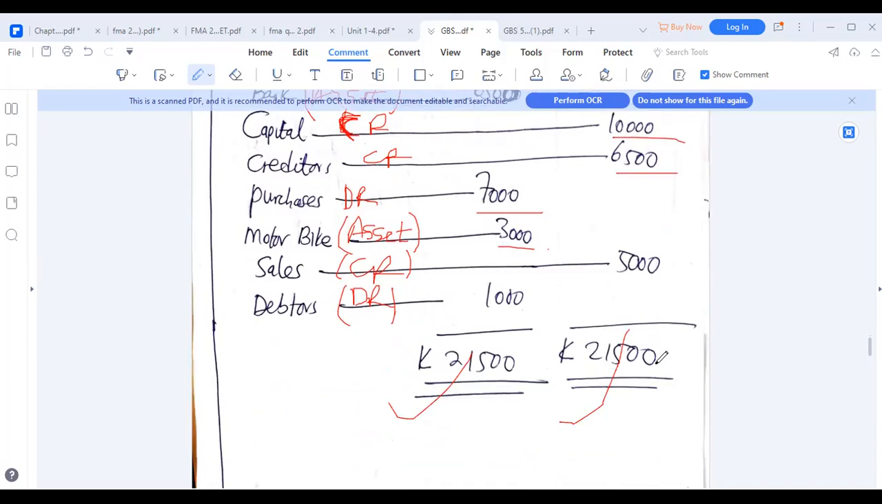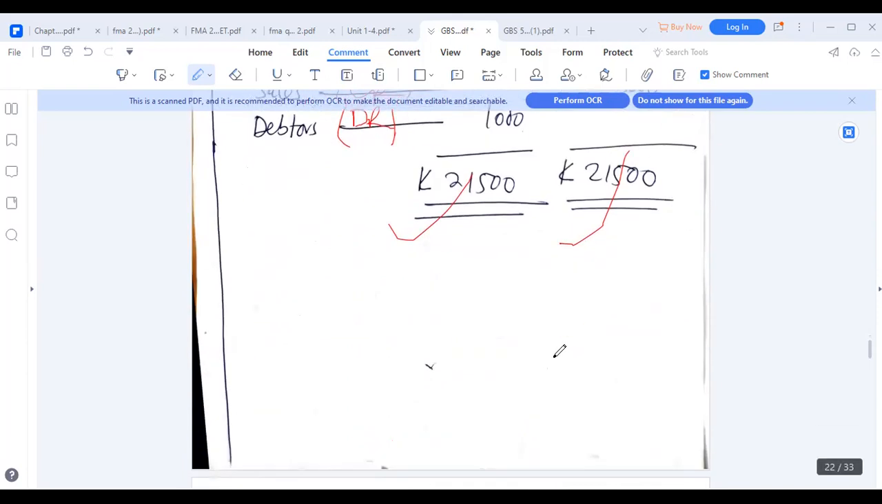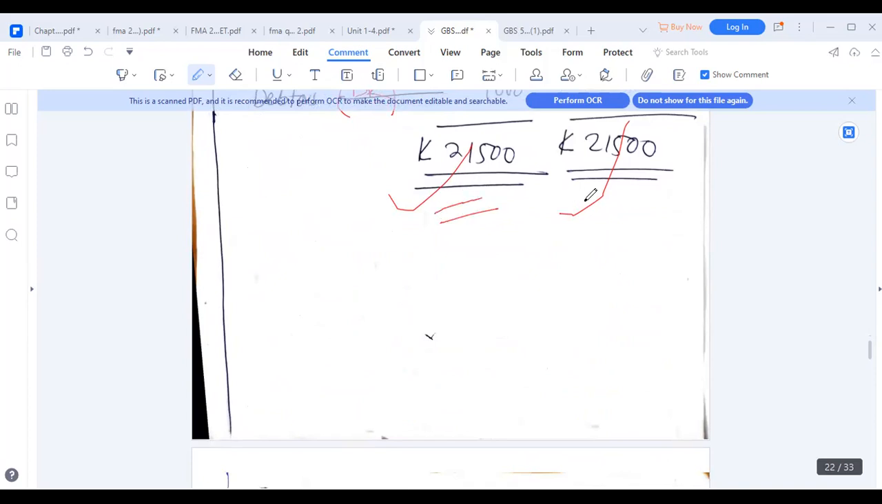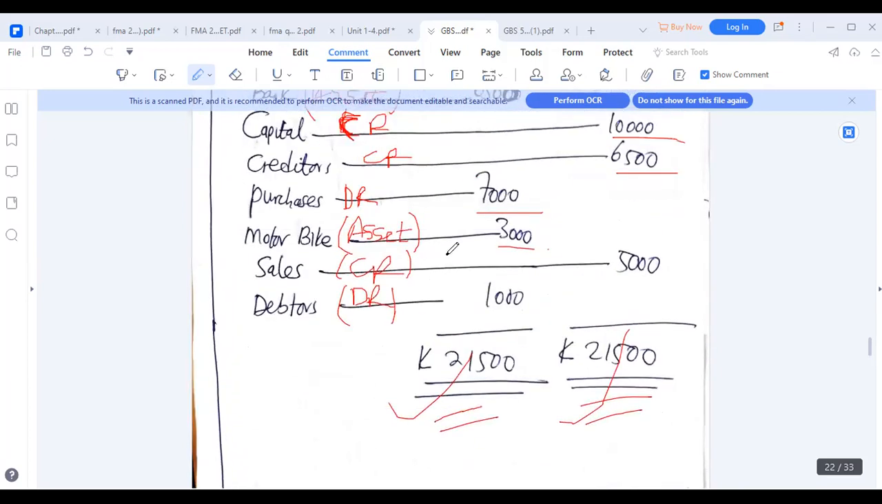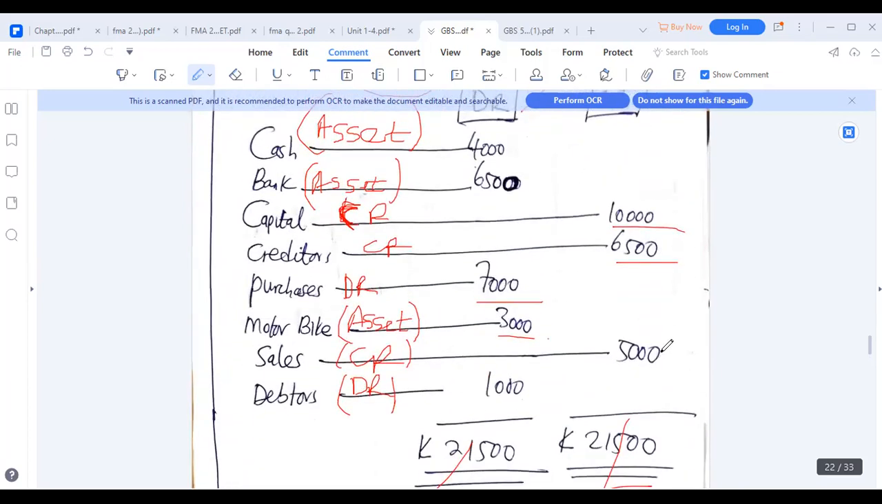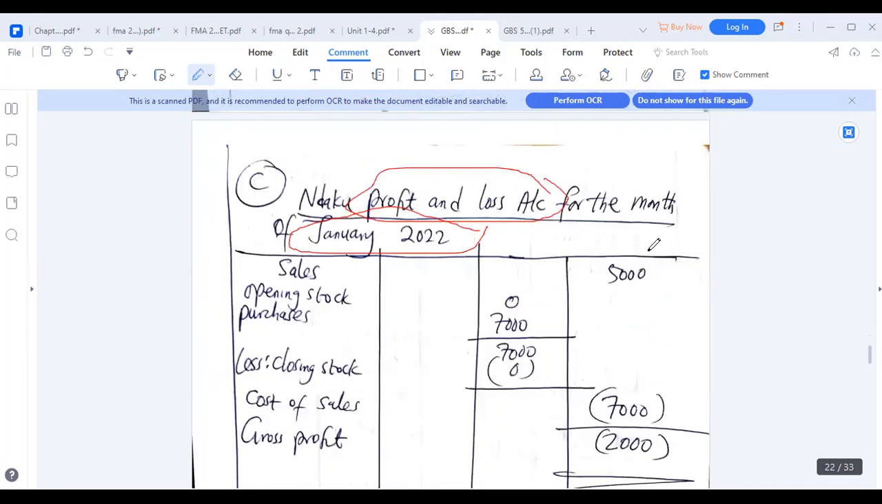So this is just about what goes on as we are looking at this kind of problem. Then we get down to the Ndaku profit and loss account for the month of January 2022. Sales is 5,000, coming from what we have here. Sales is on the credit aspect. This is on the debit aspect. This is on adjustment.